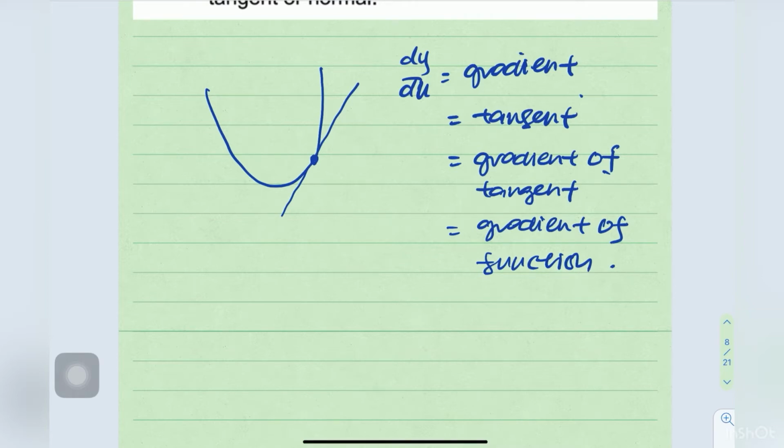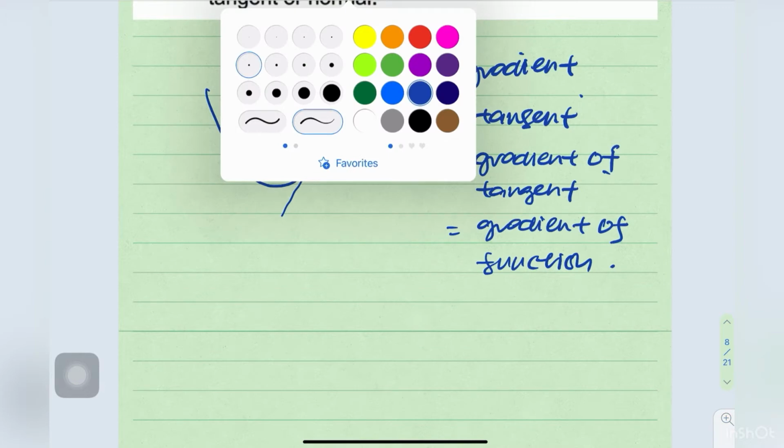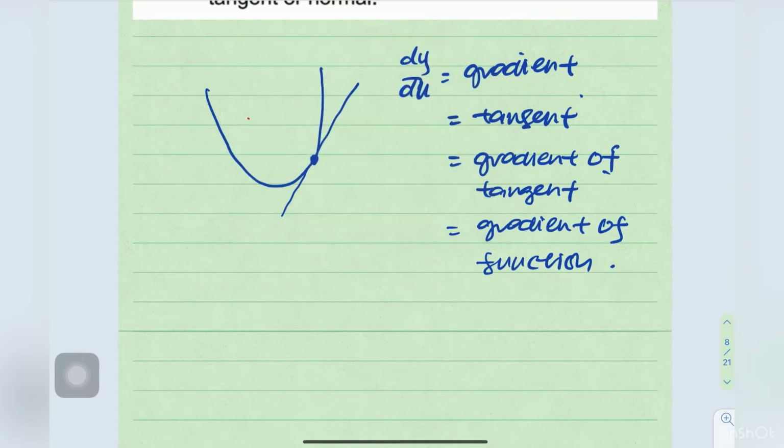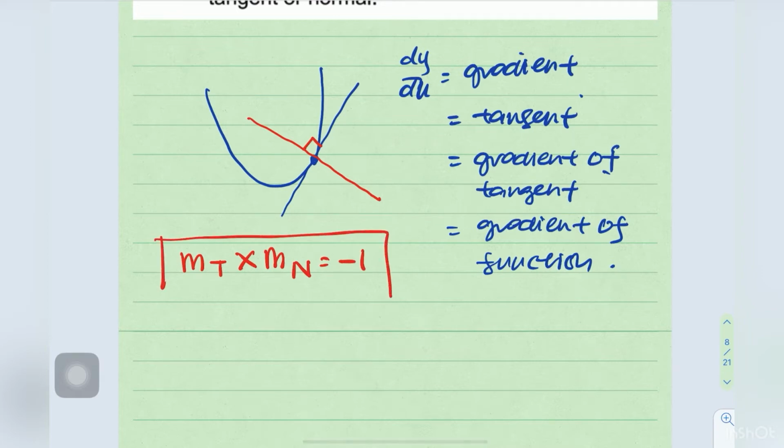For the normal, it is also a straight line. The normal is a straight line that always makes 90 degrees with the tangent. So we have a connection here: gradient of tangent times gradient of normal equals -1.